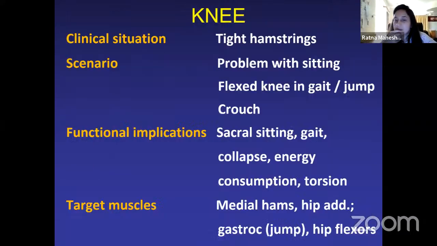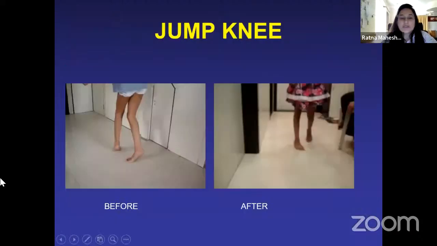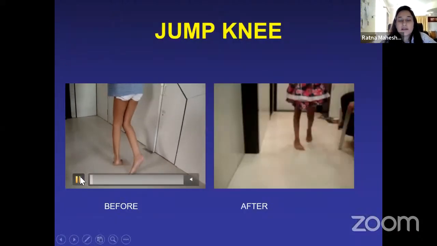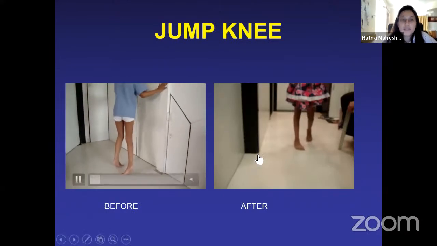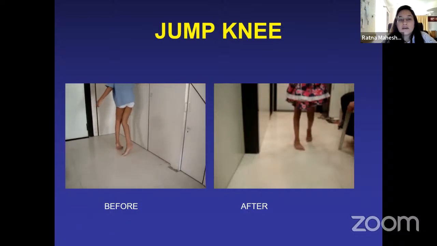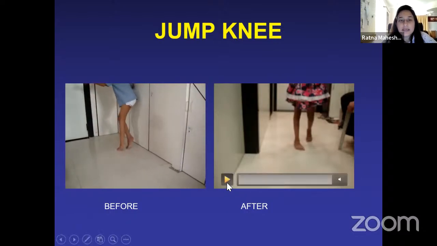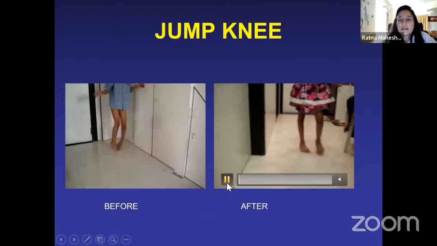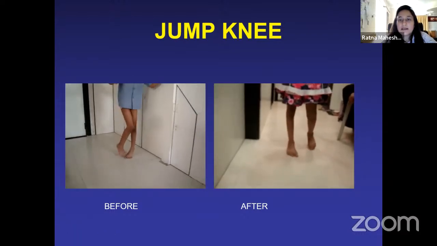And if there is a jump gait and we miss out on gastro, what is going to happen? And we just inject the hamstrings. The child is going to go into severe recurvatum and toe walking. So just an example of a child walking with jump before the injection. She's on her toes. A lot of energy consumption is going on in the gait. And then a more stable gait.